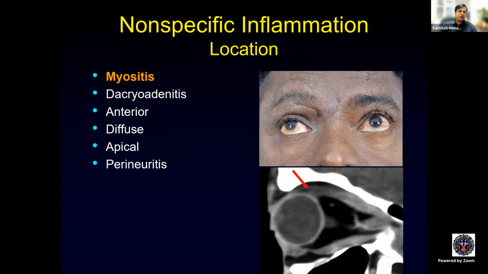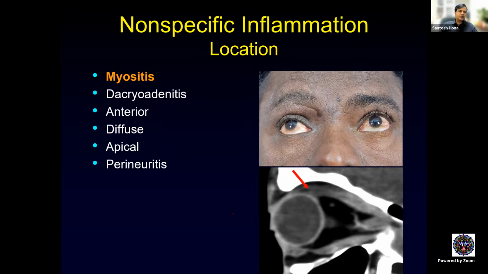Now, going on to non-specific orbital inflammation. How does it manifest? Generally, these patients manifest with acute or subacute painful proptosis or ocular motility restriction or bilateral or unilateral orbital mass. They can also present with ocular motility restriction in all directions of gaze if it's apical and loss of vision if it is perineuritic. So manifestations can be very, very diverse.